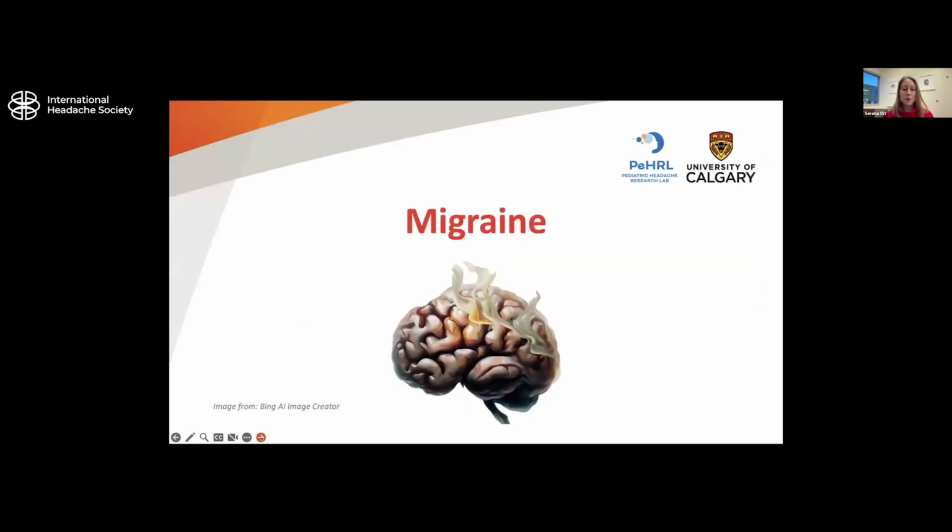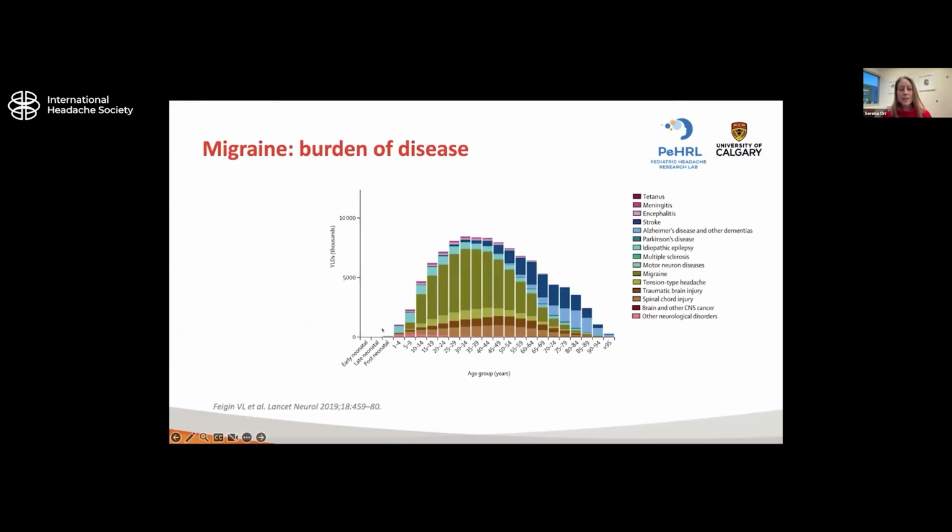So let's talk a little bit more about the epidemiology of migraine. This is a figure from the WHO Global Burden of Disease study. They did a neurological sub-study where they tried to look at all neurological diseases and quantify disability associated with those diseases using disability adjusted life years. So the number of years that somebody lives with disability due to their disease.